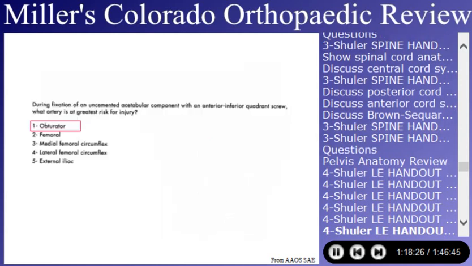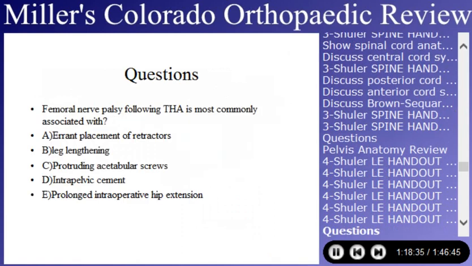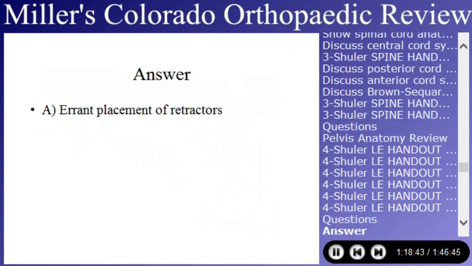Let's flip that now. Anterior inferior quadrant screw, greatest risk for injury is the obturator. Okay? Femoral nerve palsy associated with total hip is most commonly associated with what? Bad retractor placement. Errant placement of retractors.